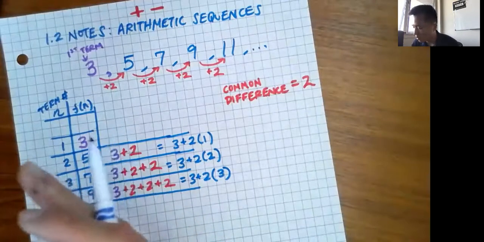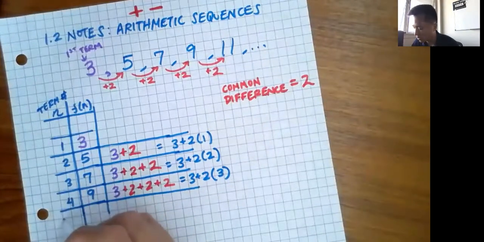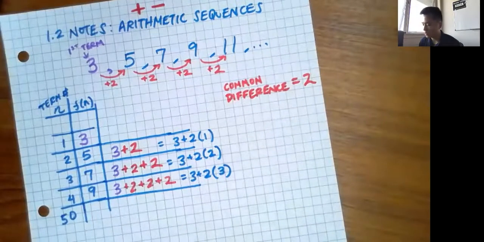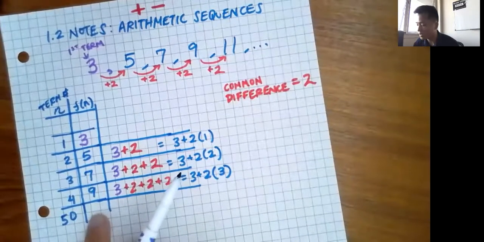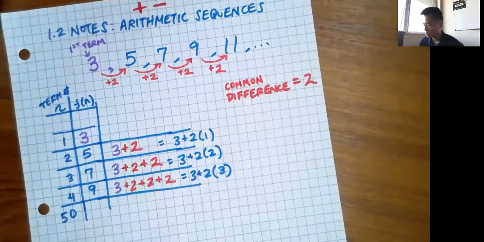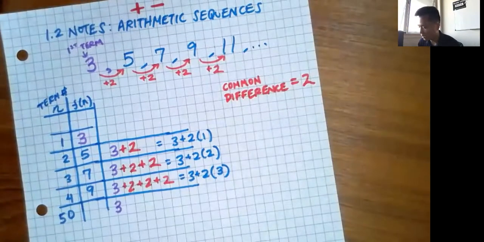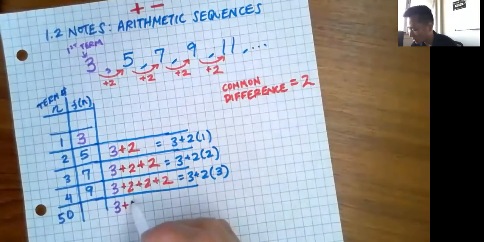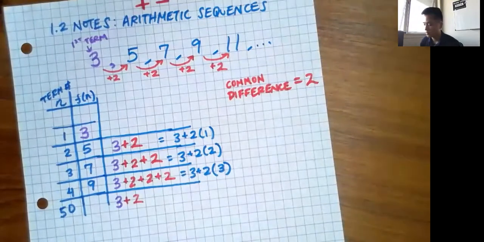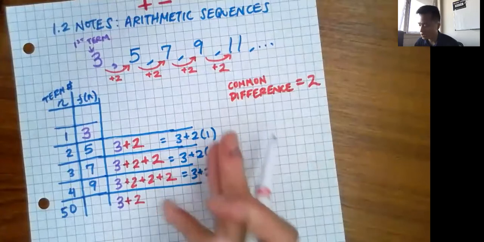If we went out all the way to, say, term number 50, well, if we wanted to figure out what the 50th number in the sequence would be, if we continue this pattern, we know we always start with 3, and then we would add 2 a whole bunch of times. But how many times would we add 2? Well, let's check the pattern we have.